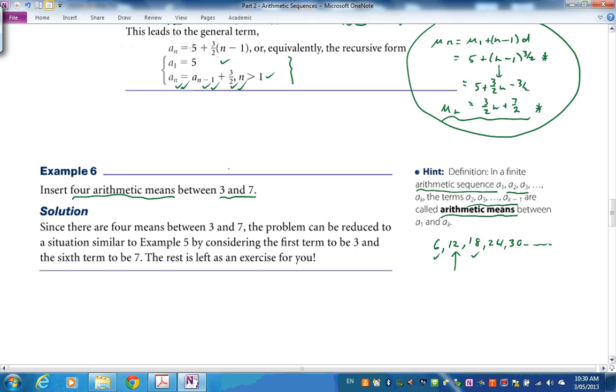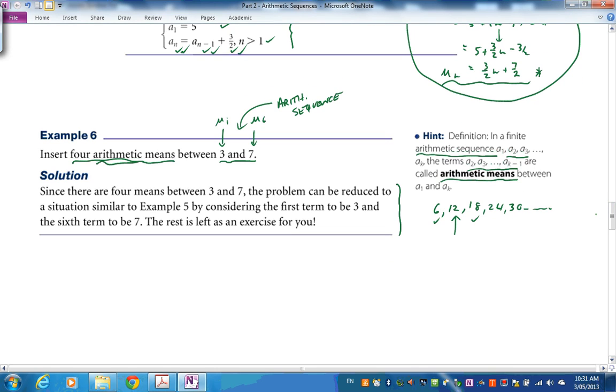So here, 4 arithmetic means between 3 and 7, we're going to take that as the first term, and there's 4 terms in between, so this will be the 6th term. But by using the word arithmetic means, it's saying that we want to create in the middle here an arithmetic sequence. And so if there's 4 terms in the middle, this is the first, 4 more, 5, and the last one is 6. Okay, so it suggests in this problem to do it like example 5. So let's do it together now.